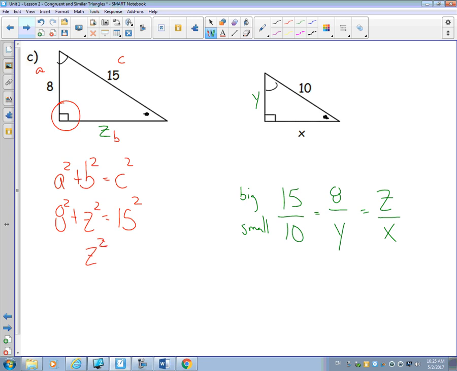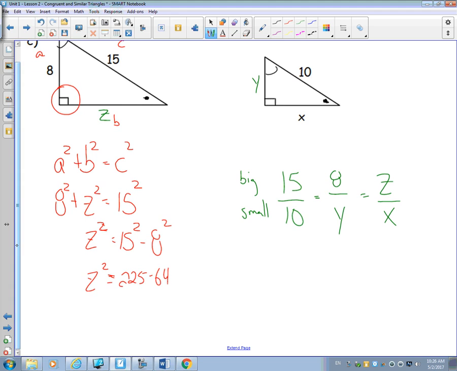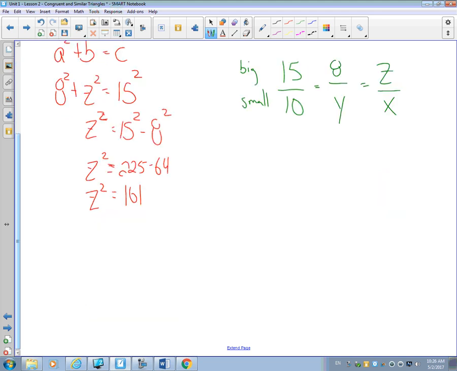To solve this, we're going to put the numbers on one side and the letters on the other. Make sure you follow BEDMAS here, okay? 225 minus 64 gives me 161 for z squared. If I want to find z, I'll have to square root 161, which gives me approximately 12.7. Once I know that, now I can go back up here and solve for all the missing parts and pieces. Let me go back to cross multiply.